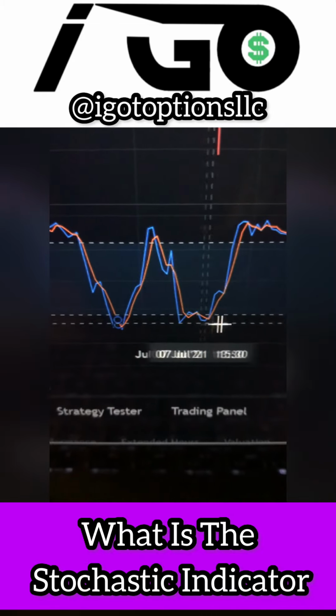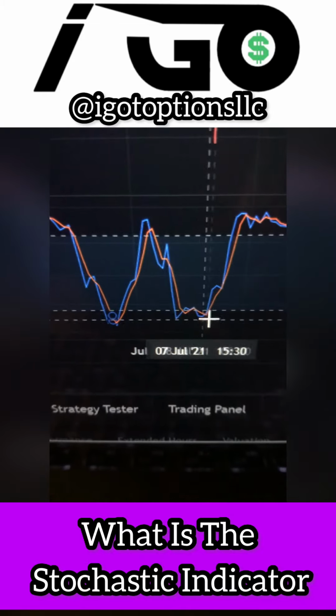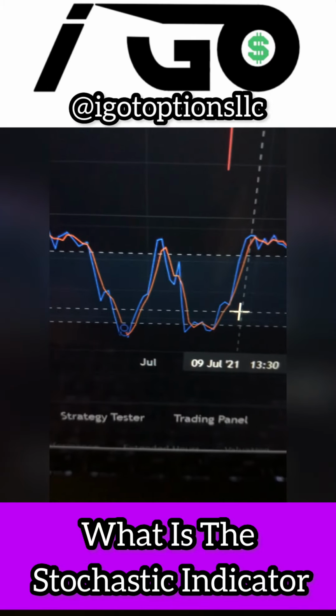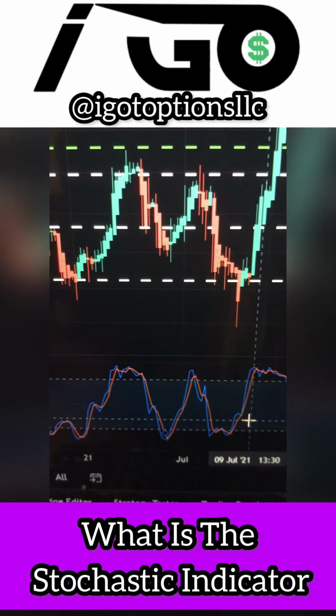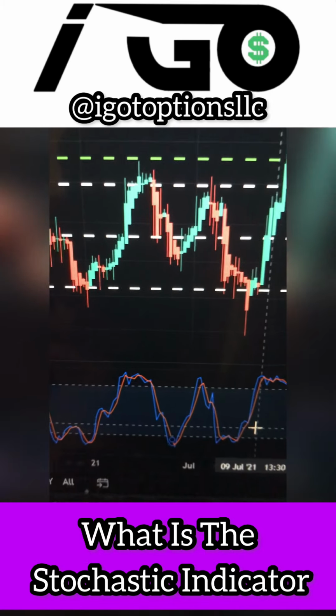If it was around this oversold area and the EMAs are starting to cross up higher, then you would think about buying, or going long. So with that being said, this is what the stochastic indicator is.